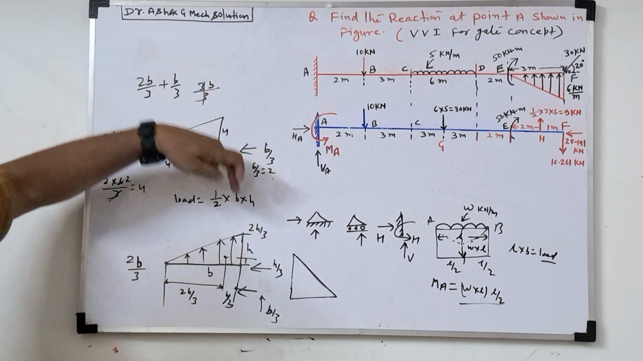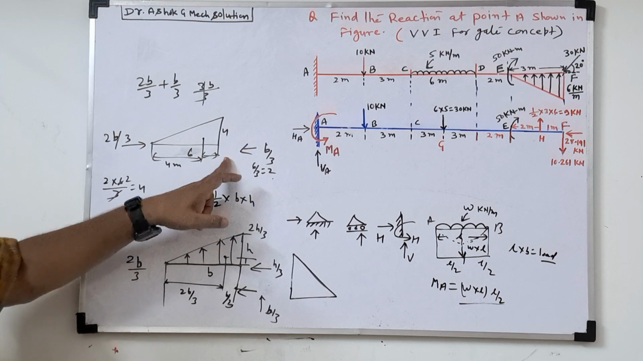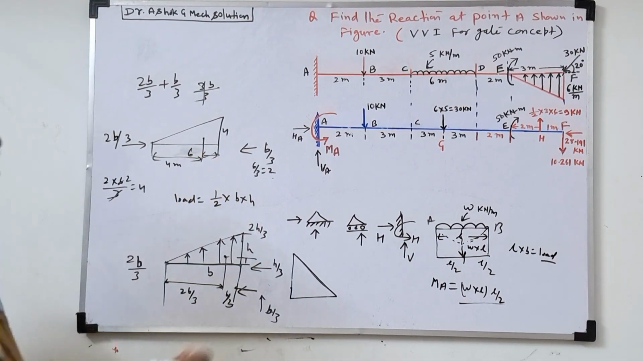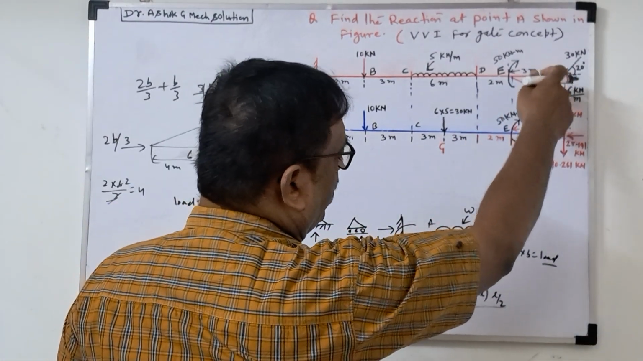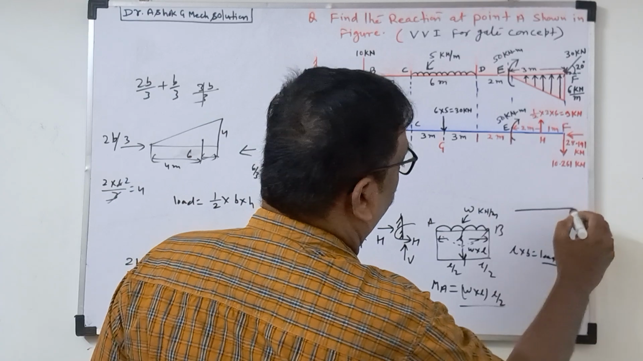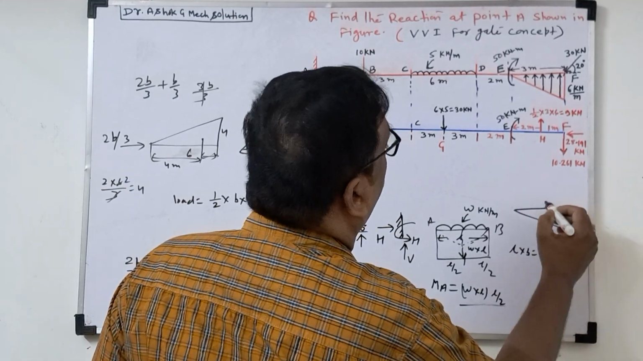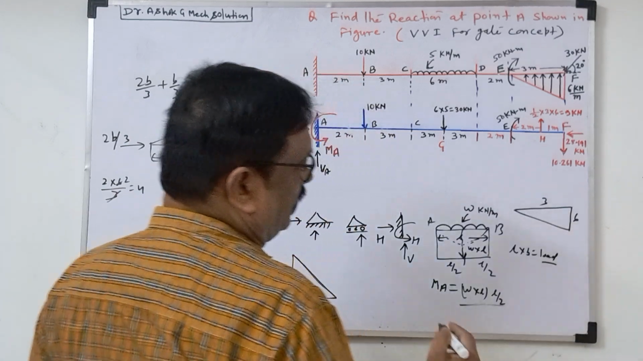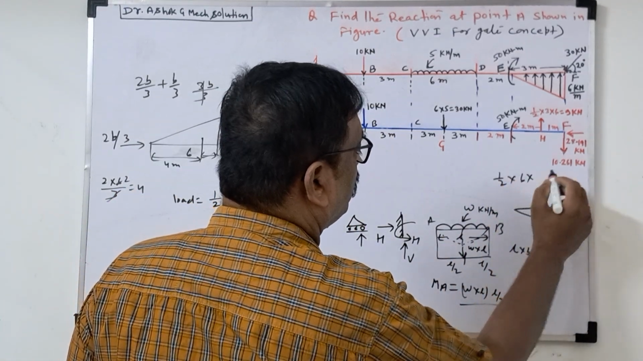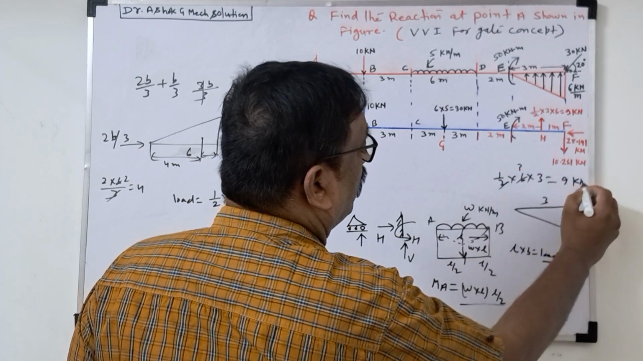If we take top also, 2h by 3, 2 into 4 by 3 and 4 by 3. So you will see the lesser distance this, upper distance this. So here, this triangle, what will be the distance? We'll see here, I'm drawing here. Like this will be there now. So this is the 6, this is 3, this is 3. So load, what is load? 1 by 2 into 6 into 3. So 9 kilonewton. Load will be 9.